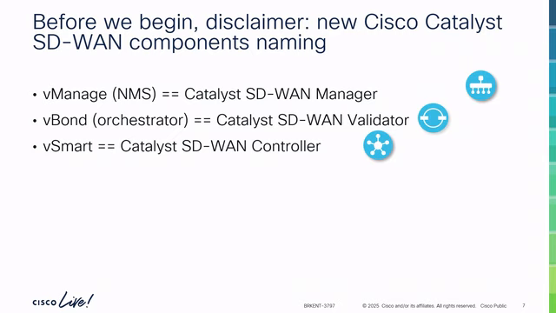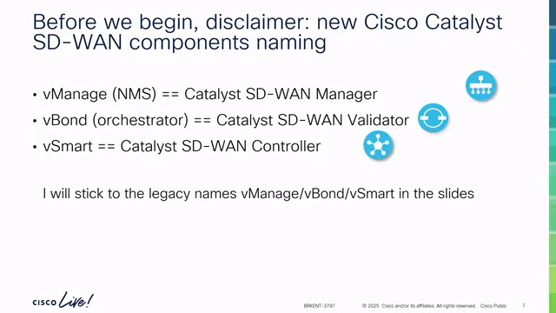But before that, I want to emphasize one important change, which happened already quite a while ago, right? We renamed our network management system to Catalyst SD-WAN Manager. We renamed WAN Orchestrator to Catalyst SD-WAN Validator, and vSmart to Catalyst SD-WAN Controller. So it's too long to pronounce, right? So I will stick to legacy names, if you don't mind. Why? Because I like them.